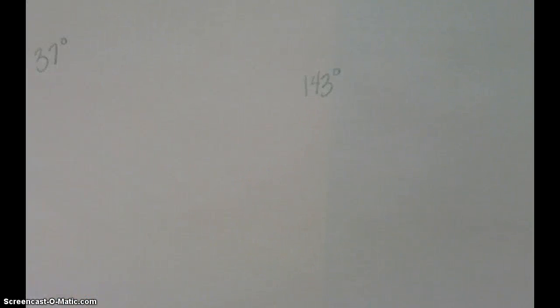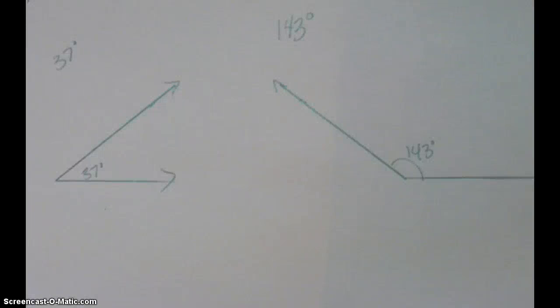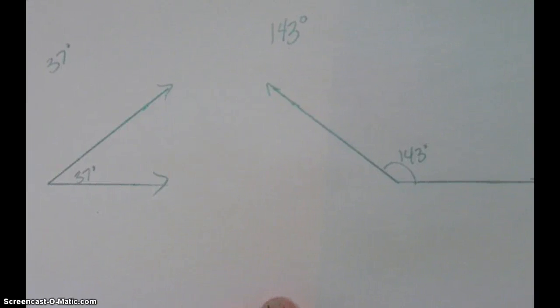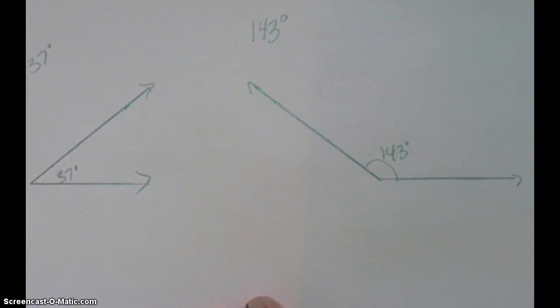Now in your notebooks, I'd like you to construct an angle of 37 degrees and an angle of 143 degrees. Pause the video at this time, and when you're ready, you can replay to see what those angles should look like. Alright, so here we have our 37 degree, our acute angle, and our 143 degrees.